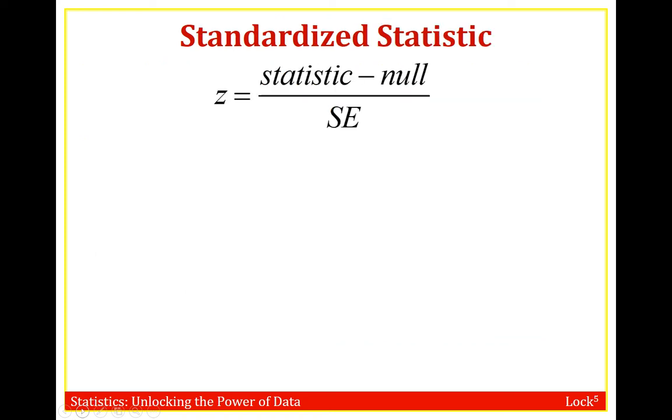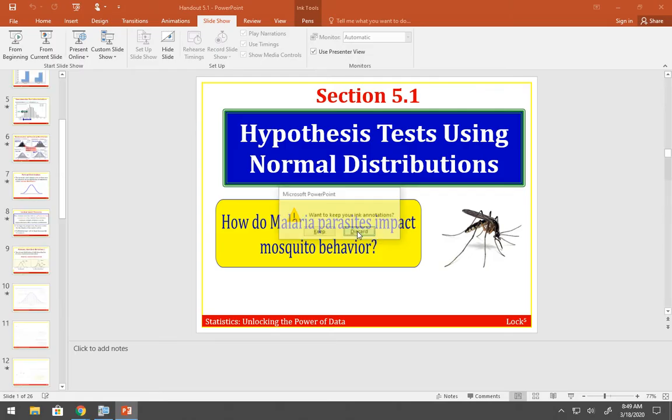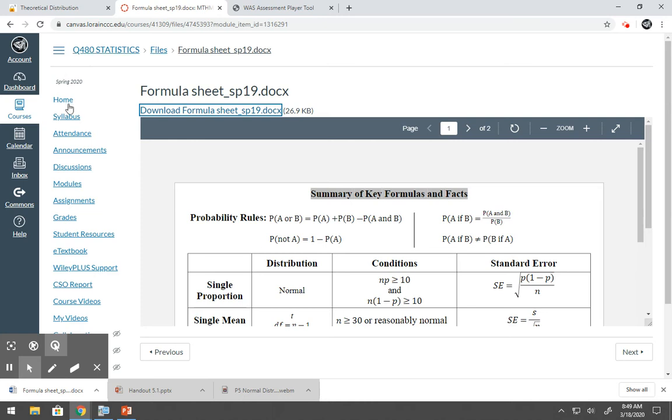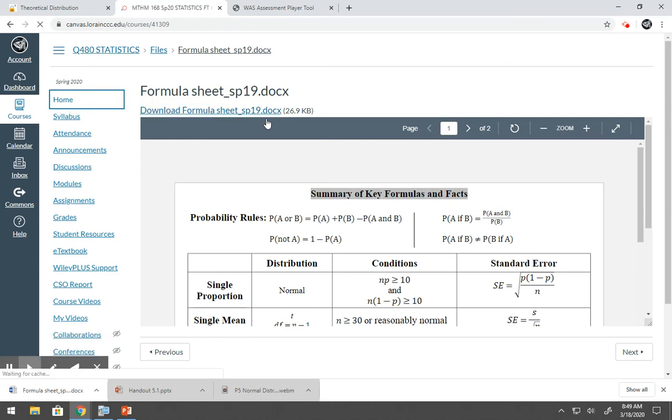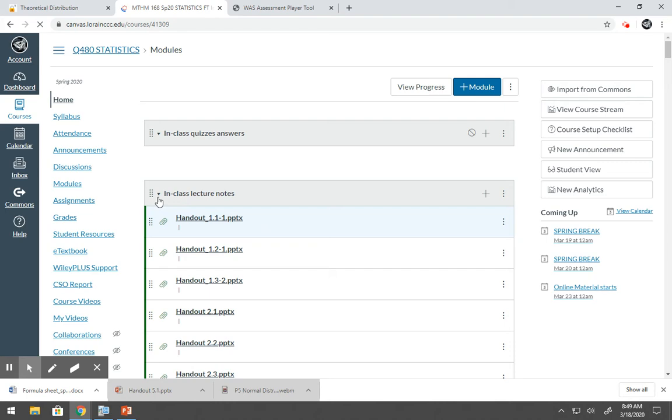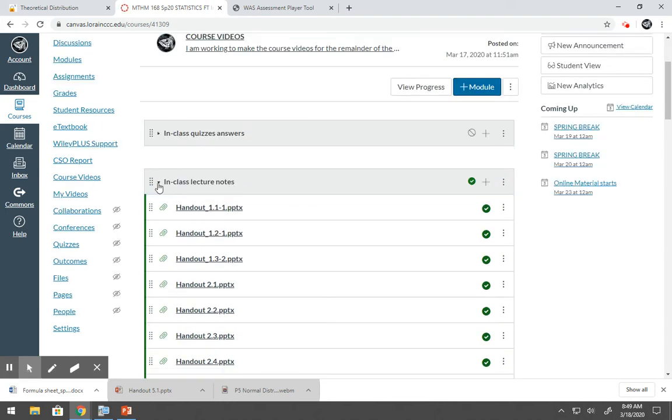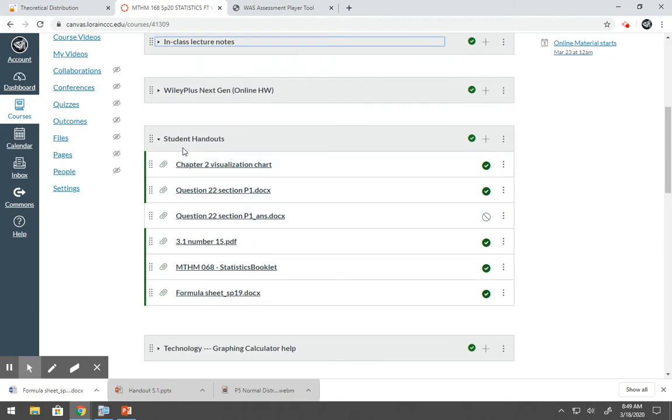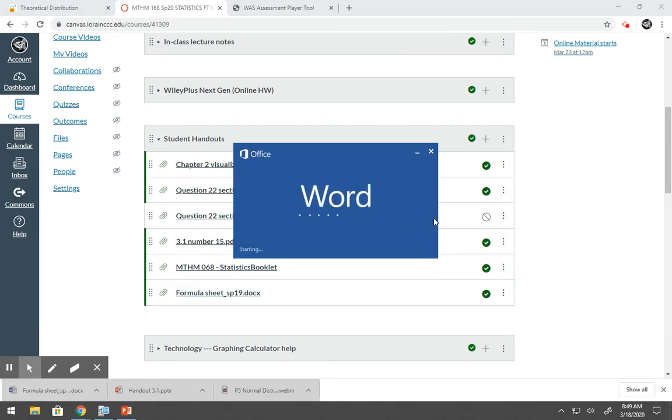So in the standardized value, if we take the stat, subtract the null, and divide by the standard error, I want to point out for one second and make sure that all of you know where your stat formulas are. I'm going to come out of here for a second and I'll come back to it. If I go into your home page and scroll down to student handouts, formula sheet, and open up that formula sheet, it's in a Word file.